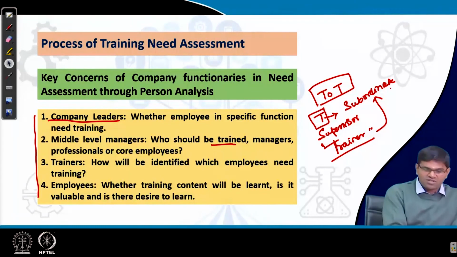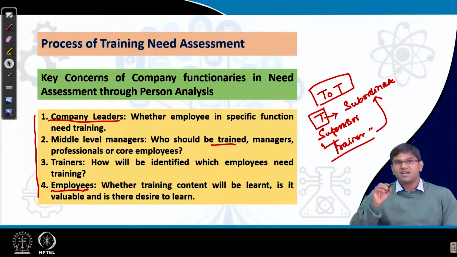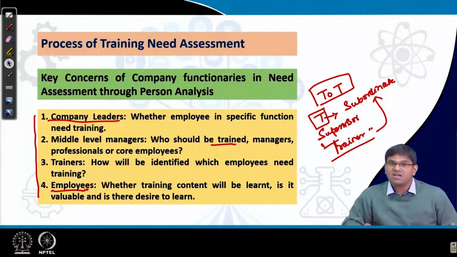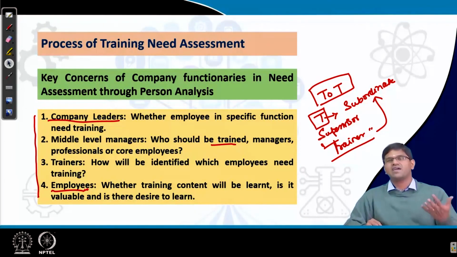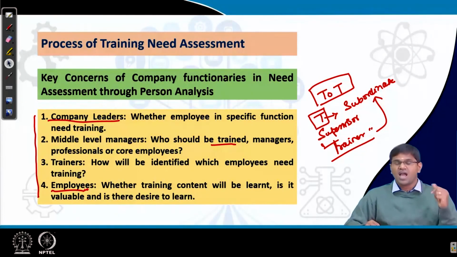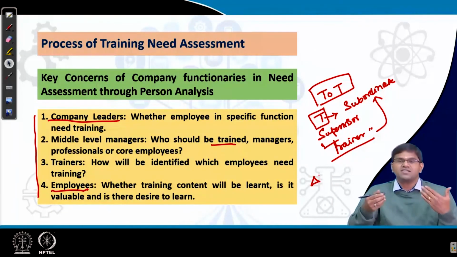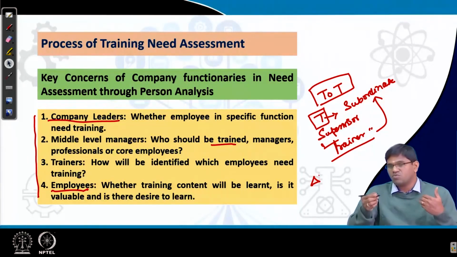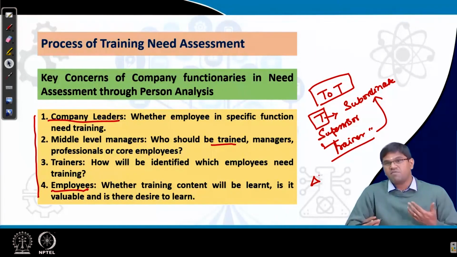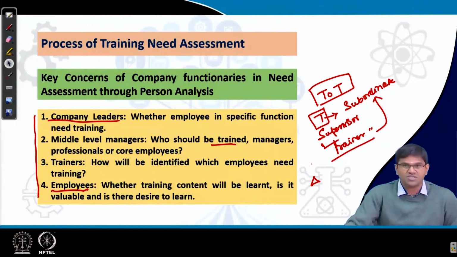Then of course employees: whether the training content will be learned and is valuable, and is there a desire to learn? We have to see whether employees feel that yes, it is learnable, I can learn by going through this training program. And if I want to participate as an employee, I have to feel that yes, this is going to add value, it is going to make a delta change, right? We are interested in making a delta change from the current state to the next level. It is of value to me, and I have a desire to learn. Yes, I have a passion or interest to learn through this training program.